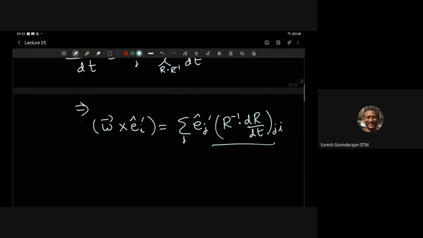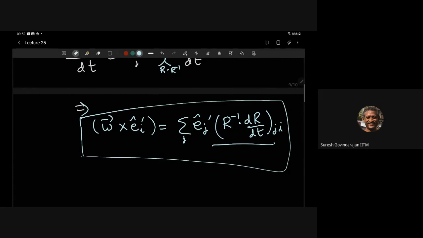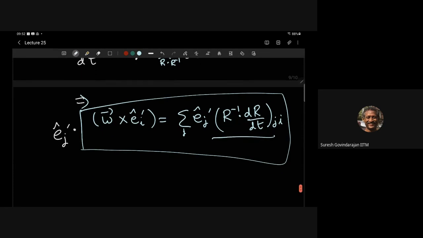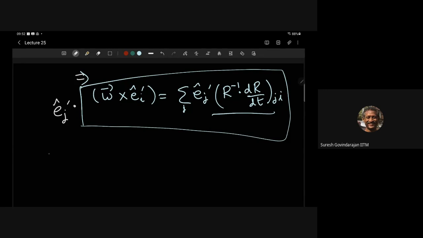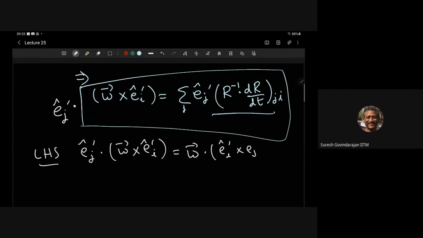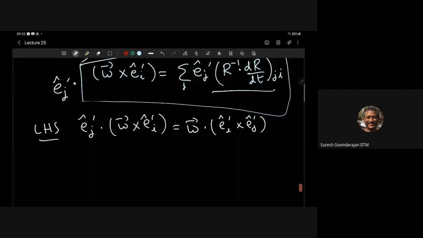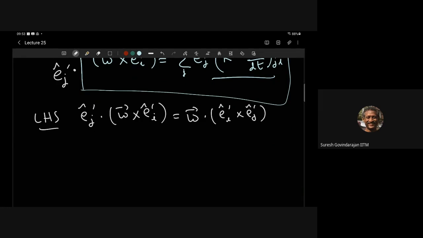And so we can take this guy, which we get from here. And then we can dot it with e_j. We pick out that guy, dot with this. So what we get is the LHS. Okay, we can use the cyclic property of this. This is equal to omega dot e_i prime cross e_j prime. So this is what we will get. And now this will be equal to R inverse dot dR by dt, the ji-th component.